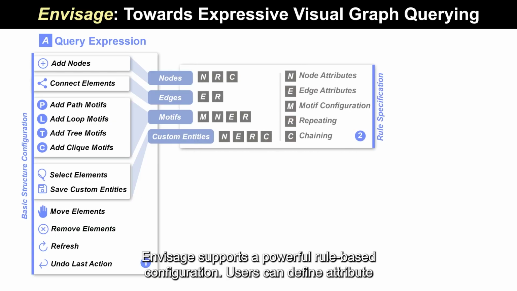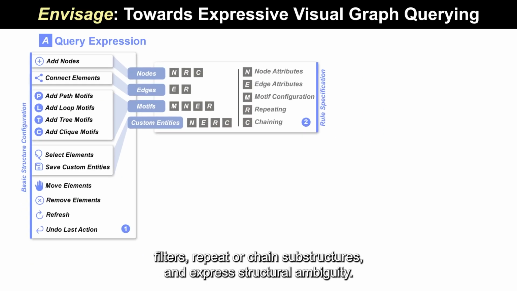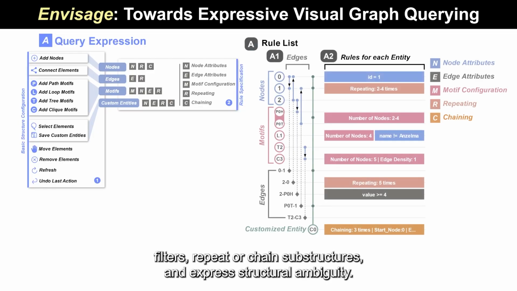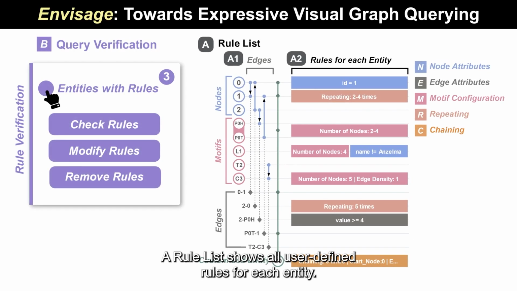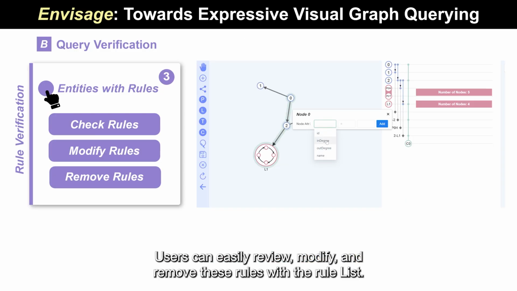Envisage supports a powerful rule-based configuration. Users can define attribute filters, repeat or chain substructures, and express structural ambiguity. A rule list shows all user-defined rules for each entity. Users can easily review, modify, and remove these rules with the rule list.